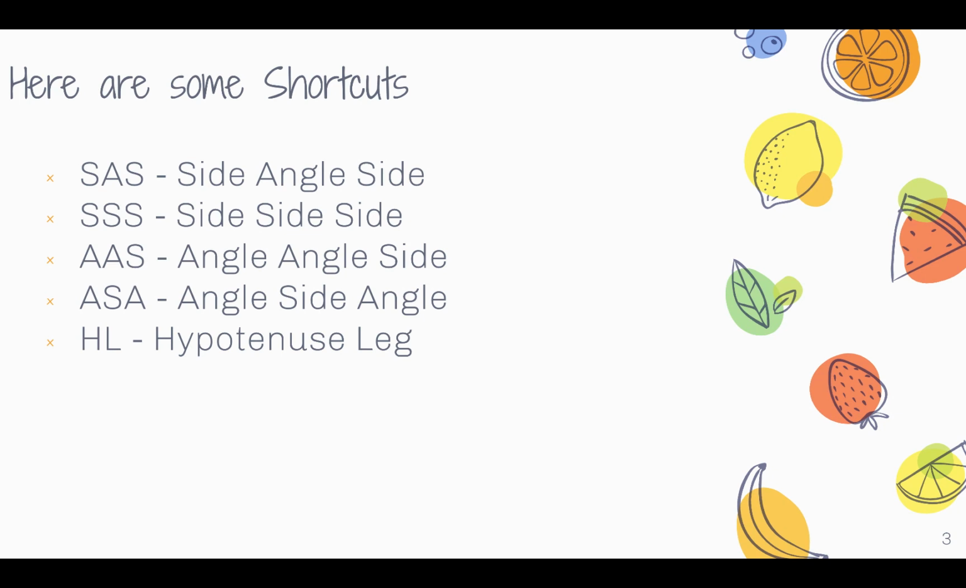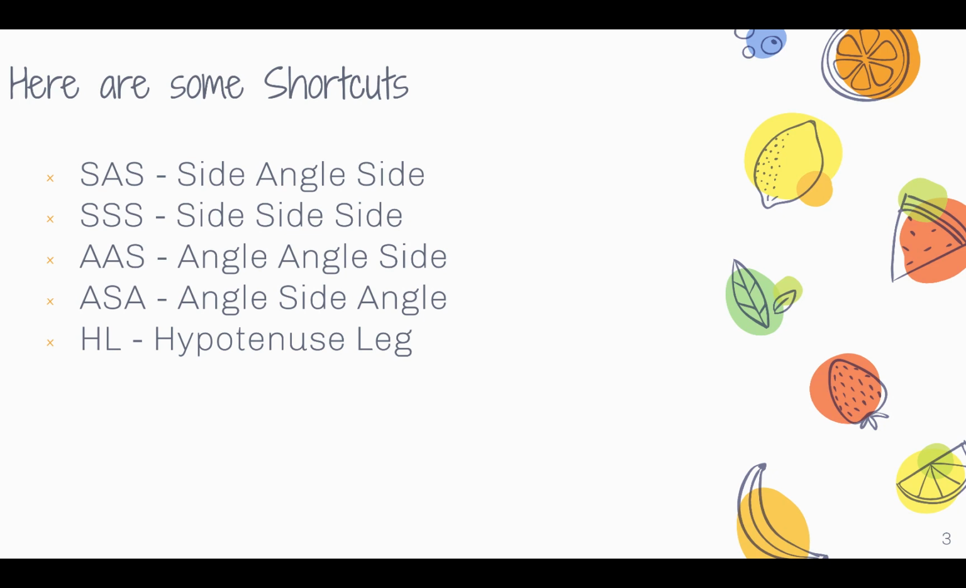SSS, side, side, side; AAS, angle, angle, side; and ASA, angle, side, angle. This fifth one is kind of a special case, so it doesn't really come up that much. It only pertains to if you're trying to prove that two right triangles are congruent, and it is called the HL, or hypotenuse leg theorem.